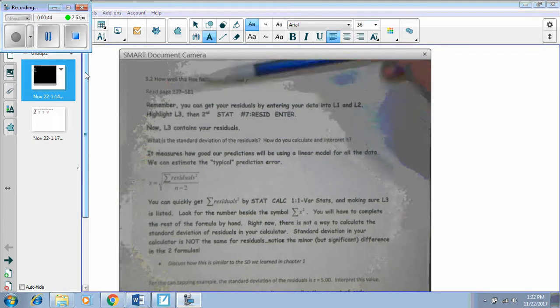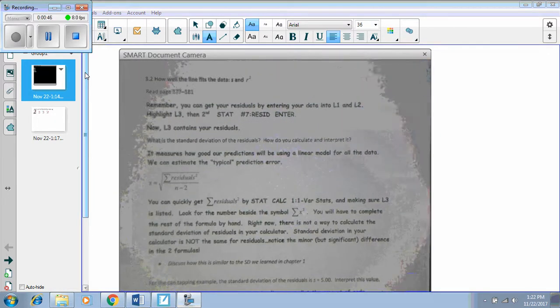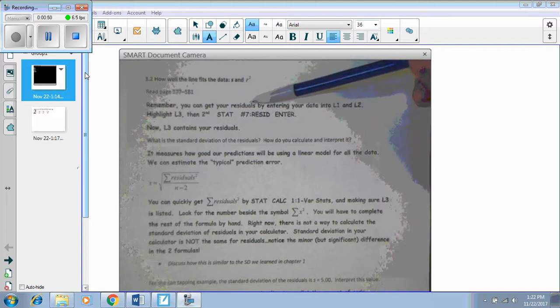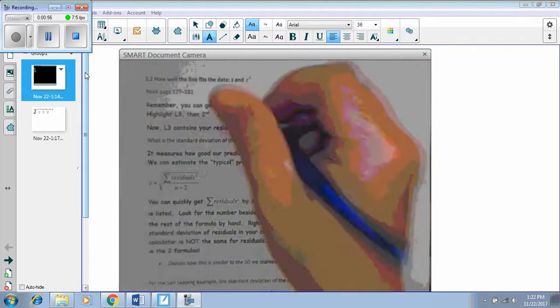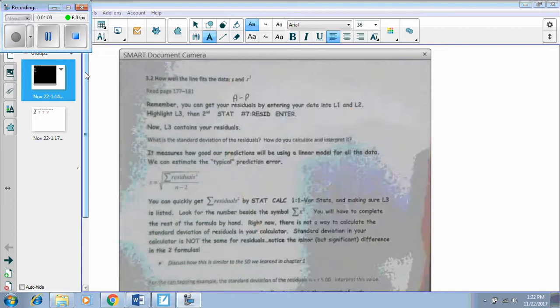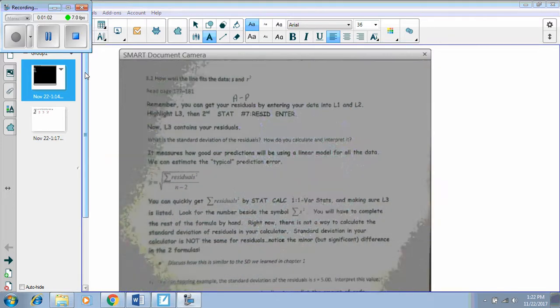But to get on into this, so if you remember a residual from fall semester, the residual was the difference between the actual and predicted. So if you remember, we did the actual minus the predicted, and that gave you the residual. And we were using the least squares regression line.